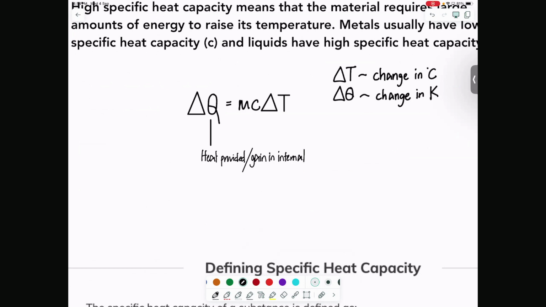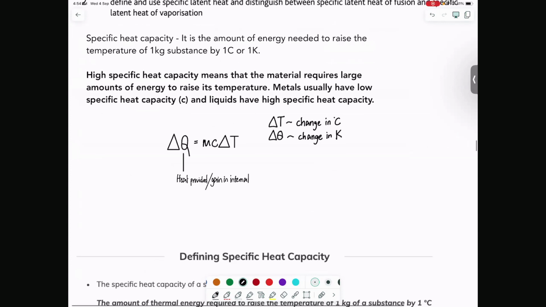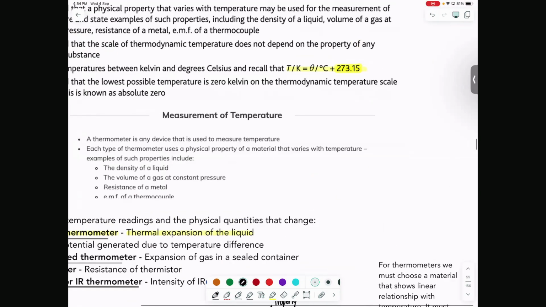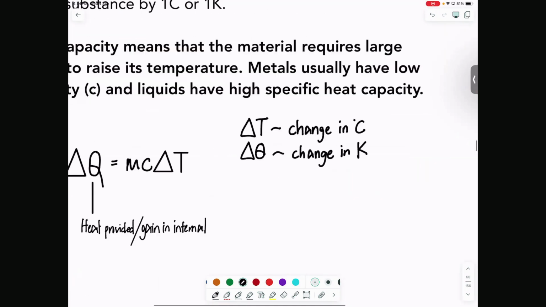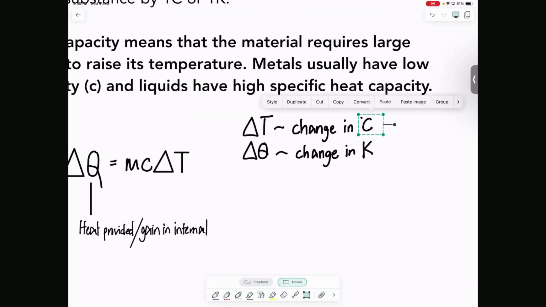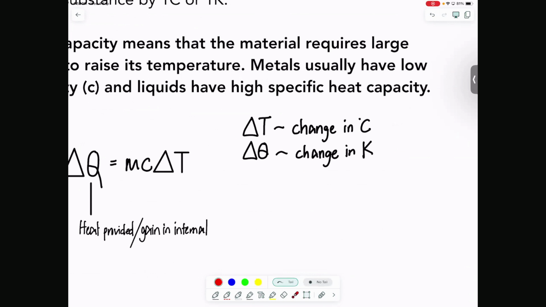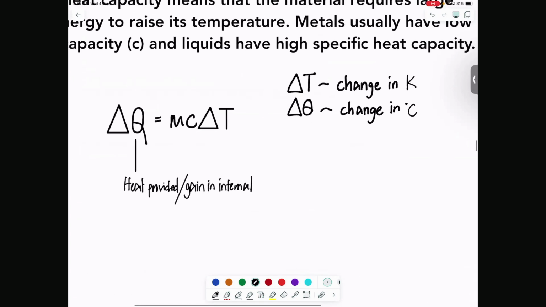Del T change in Kelvin. Sorry, theta is degree Celsius. K is going to be capital, and this is going to be degree Celsius. Just make that change, okay? Again, this is not very important, but just letting you know.